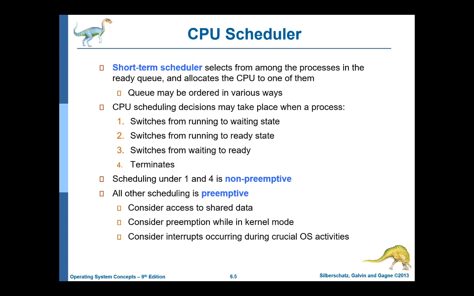We must ensure the problems that may come because of the shared data, because the data may be shared between many processes. So if a process leaves the CPU, another process comes, we must ensure that the data remains consistent and it is not changed in a way that will create problem. We also need to consider the preemption while in kernel mode. So if a process is executing in kernel mode, it has access to special instructions. So when you remove the process from the kernel mode, what will happen? Will the task be completed or not? That is another issue. The third one is to consider interrupts occurring during crucial operating system activities.